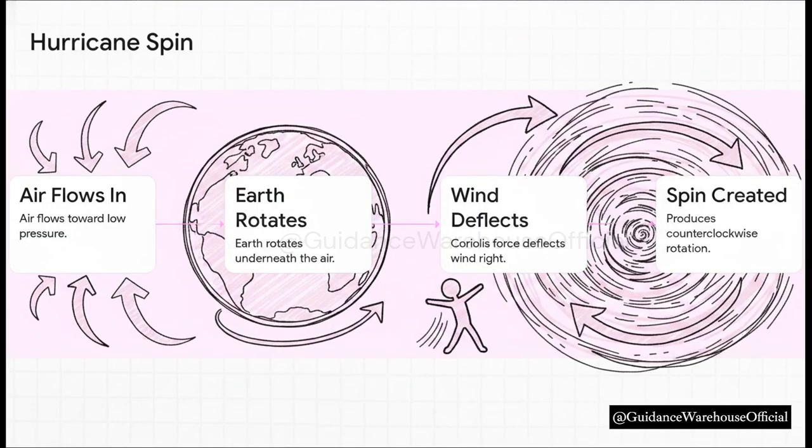So, the crucial point is how this actually builds a hurricane. Let's walk through this step by step. Step 1. Air naturally flows inward toward a region of low pressure in the atmosphere. Step 2. As that air travels for hundreds of miles, the Earth rotates underneath it. Step 3. In the northern hemisphere, this apparent Coriolis force deflects those inward winds to the right. Step 4. Because all the inward rushing air is being pushed off to the right, it creates a massive, swirling counterclockwise spin around the center.